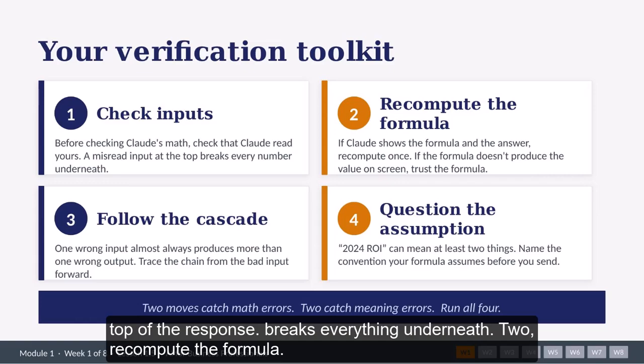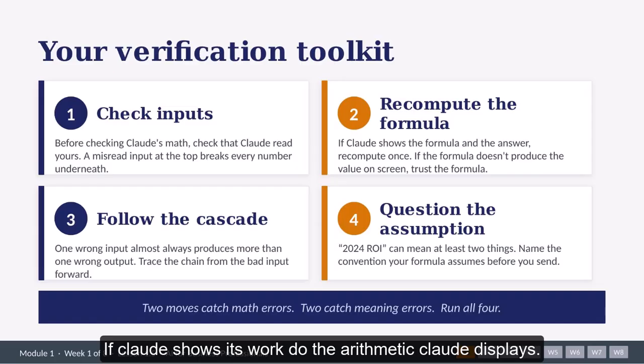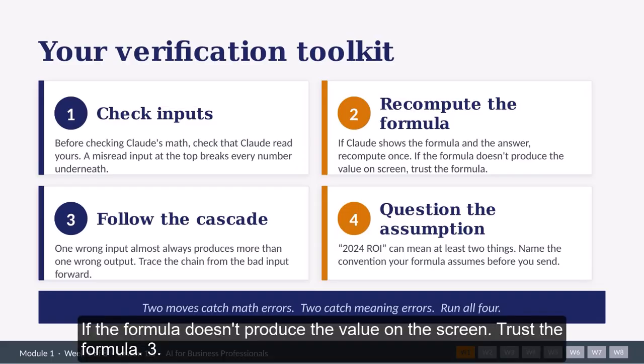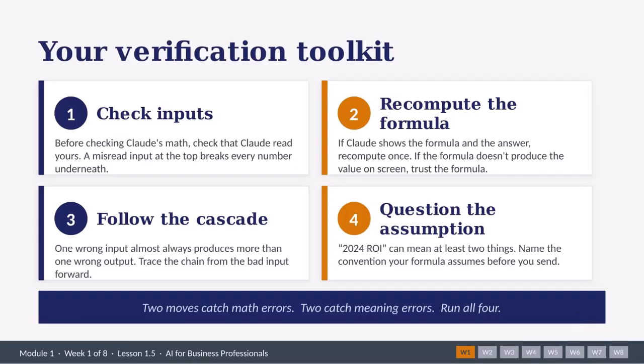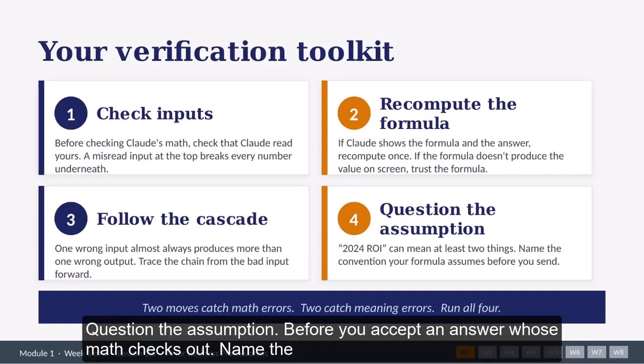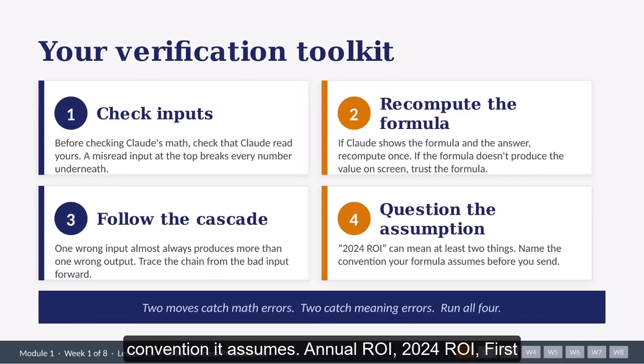2. Recompute the formula. If Claude shows its work, do the arithmetic Claude displays. If the formula doesn't produce the value on the screen, trust the formula. 3. Follow the cascade. One wrong input almost always produces more than one wrong output. 4. Question the assumption. Before you accept an answer whose math checks out, name the convention it assumes.